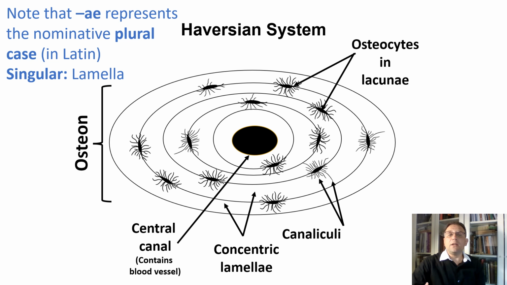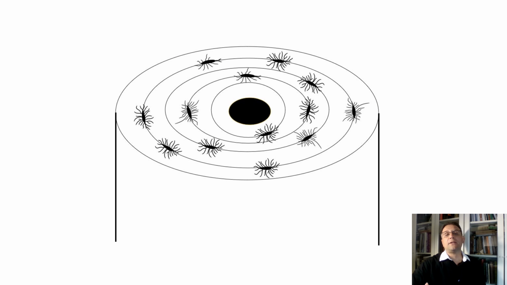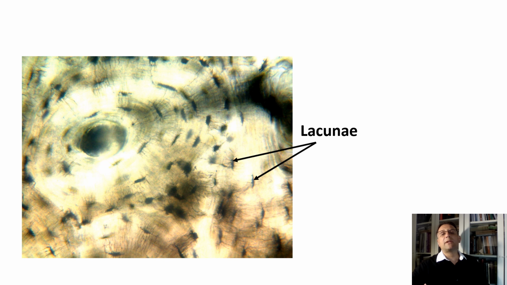Note that the AE on the end of the word represents the nominative plural case in Latin. Singular, lamella; plural, lamellae. Here on the left, you see an image of a Haversian system or osteon under the microscope, magnification 100x. And on the right, you see our drawing of it. If you want to emphasize the tubular structure of the Haversian system, you might want to draw two lines downwards. Now let's label the microscopic image. Here are lacunae.